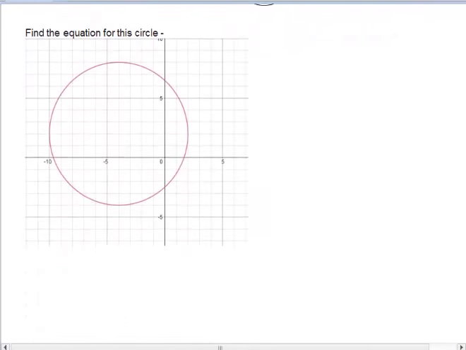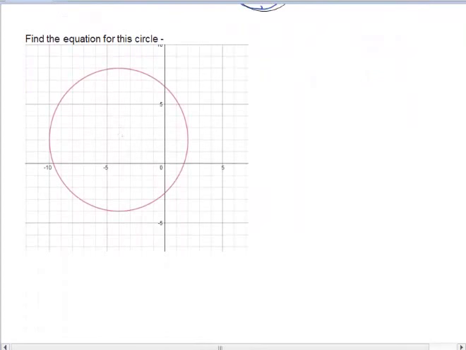Now I have a question for you to do, and I'm going to tell you that the center of the circle is at that coordinate location. So I'd like you to find the center and then figure out the radius of the circle and then come up with the equation, and then check back with me in a minute or so after you unpause the video to see what the answer would be.